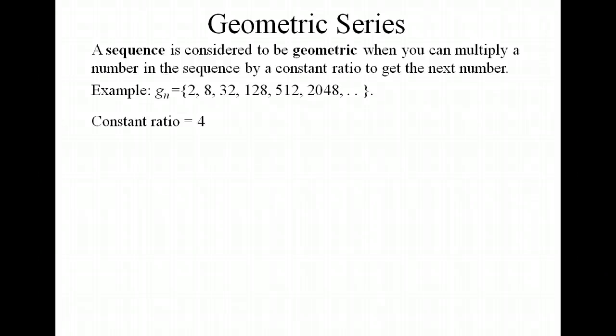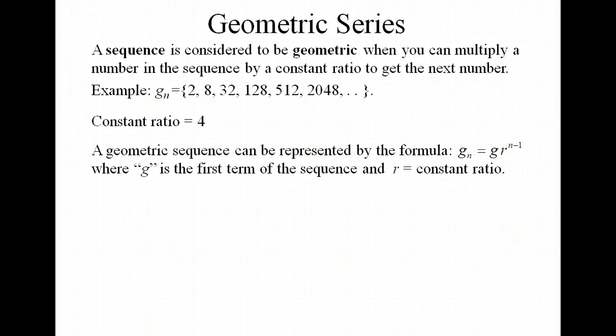We can very easily find a formula for a geometric sequence by using the formula g times r to the n minus 1. In this case, g is our first term of the sequence, and r is our constant ratio. For this example, g is 2 and r is 4, so we have the formula 2 times 4 to the n minus 1.